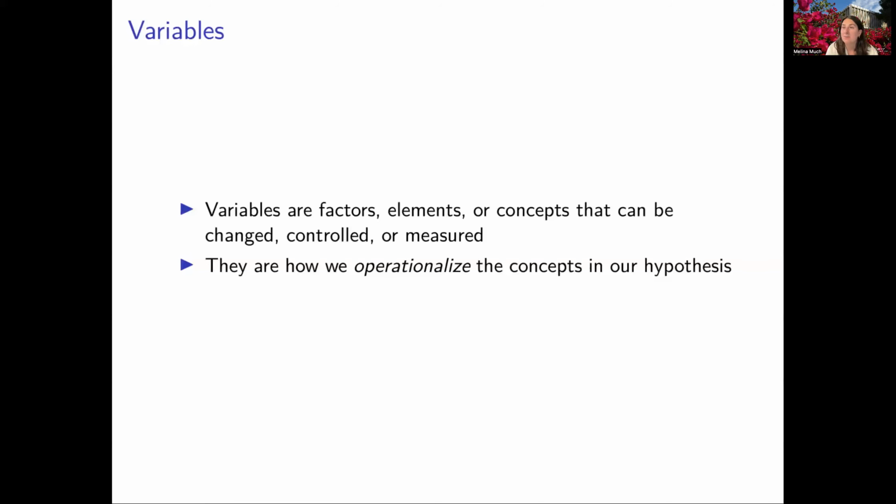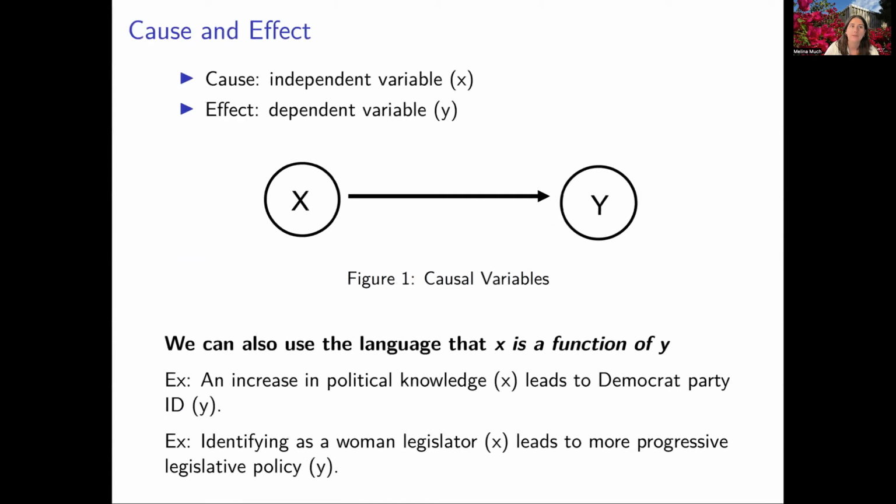Variables are factors, elements, or concepts that can be changed, controlled, or measured. So we want to think about variables as the concepts in our arguments and our hypotheses. They're going to be the things that we're trying to understand the relationship between. They're parts of our data set that are going to be measured and then analyzed in order to understand our arguments and ultimately understand our theories about the world. They are essentially how we operationalize the concepts that are in our hypotheses, which are our arguments about these phenomena.